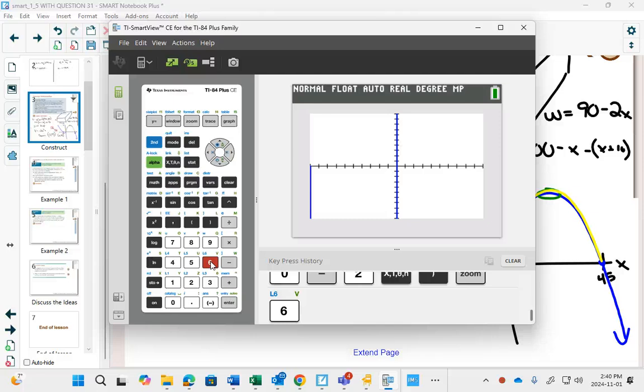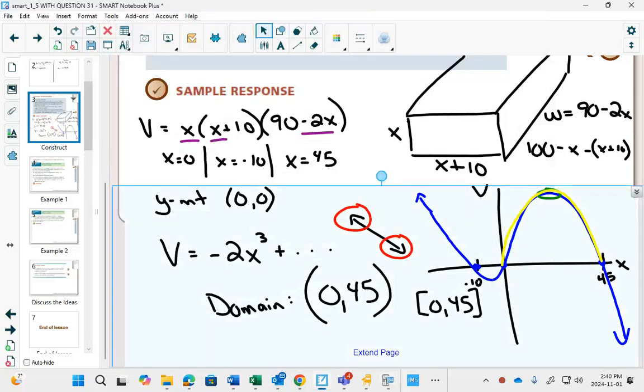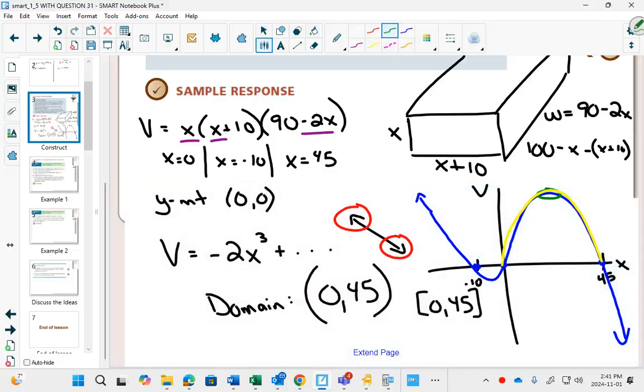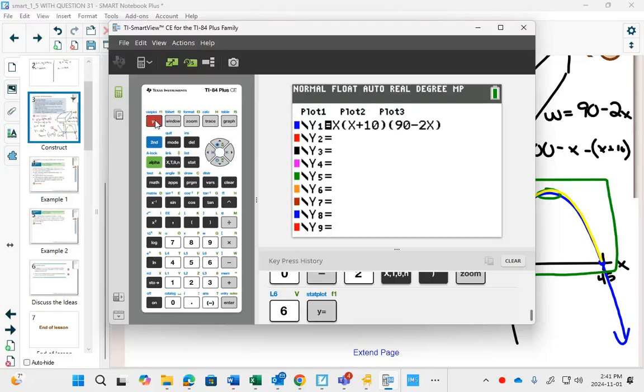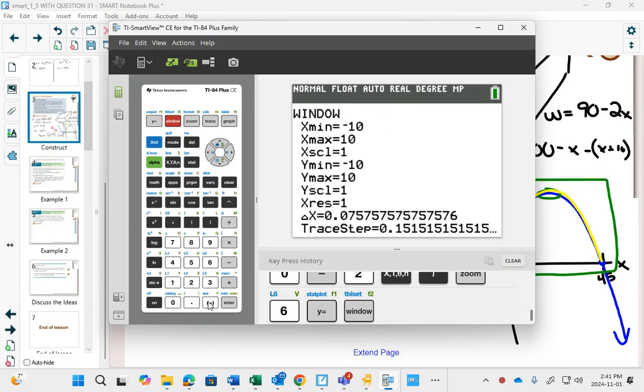So it's important when you're using technology that you have already graphed it by hand and get an idea. What do I want to see? I want to see this. That would be a nice window. Can you see that I want to go past 45? And I want to go probably higher than I have. So if I hit my window button, I've got an X-min. I like to keep a little bit negative just so I can see my y-axis. And my maximum, if I want to see 45, maybe I go up to 50.